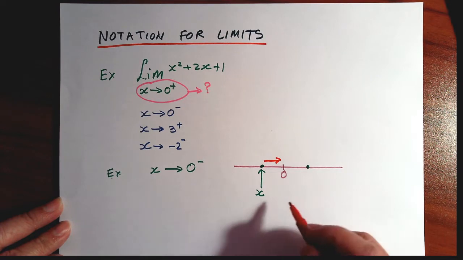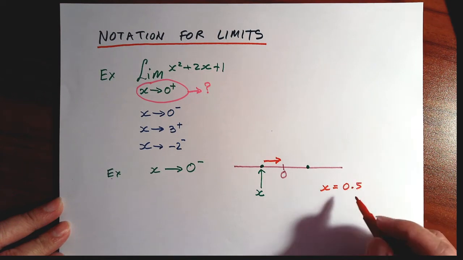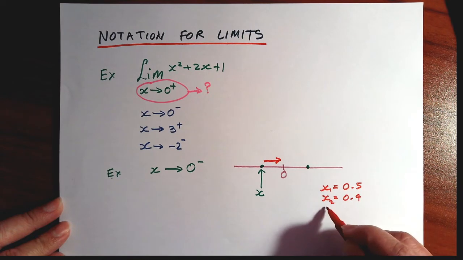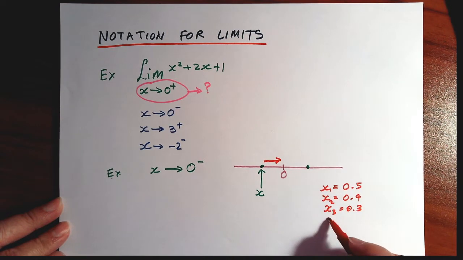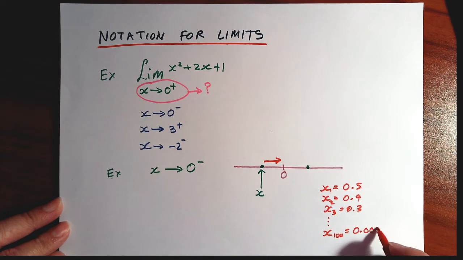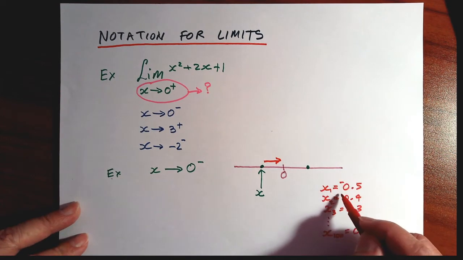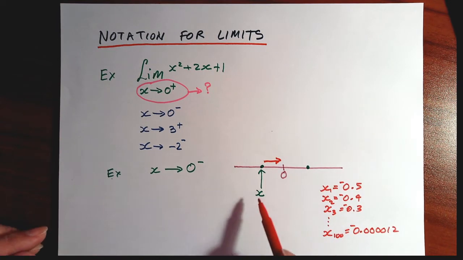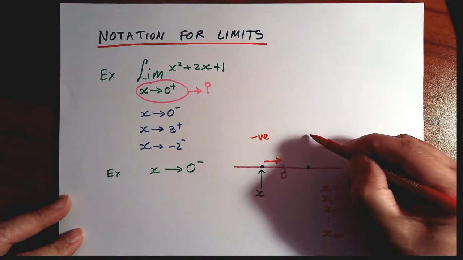So x could be 0.5, and then x1, x2 could be 0.4, x3 could be 0.3, and so on. X100 could be 0.000012. It gets closer and closer to 0 from the negative side, from the left side. This is the negative side, this is the positive side.